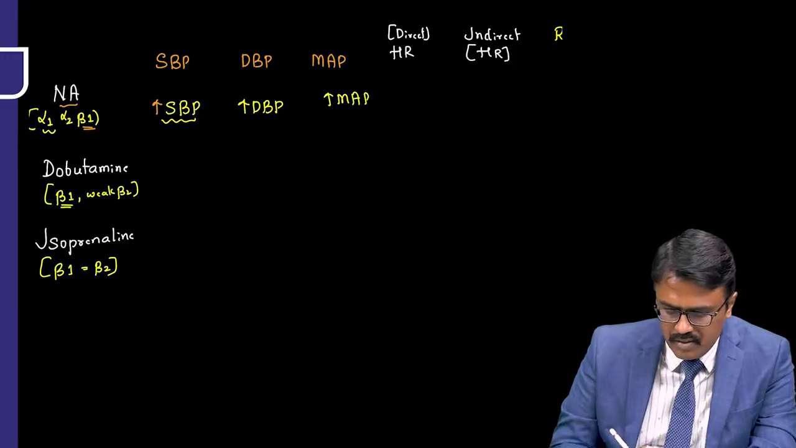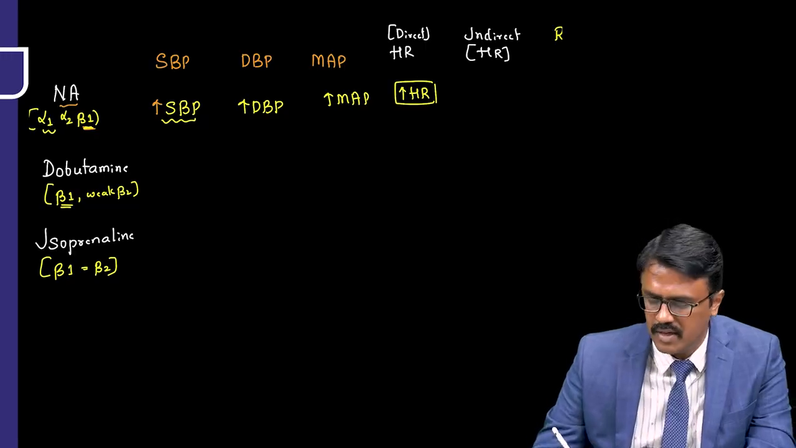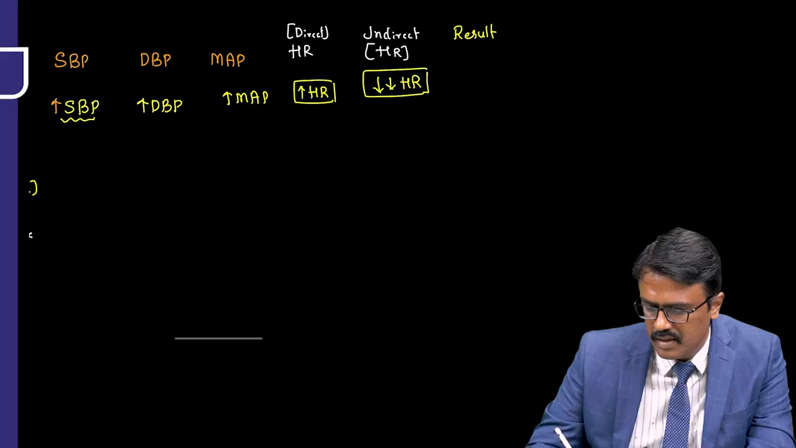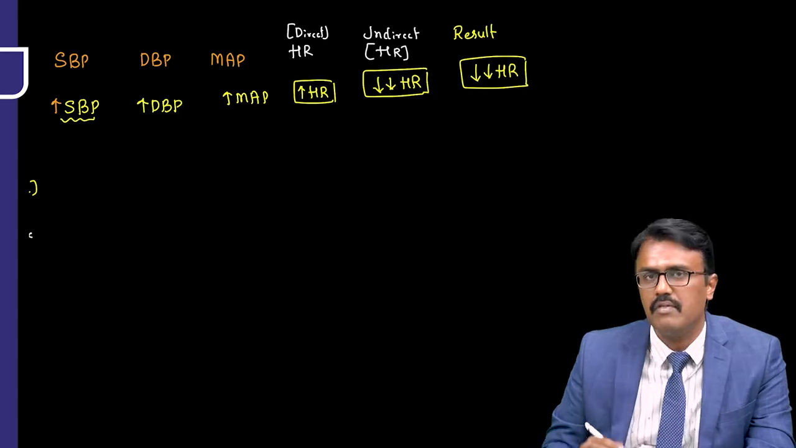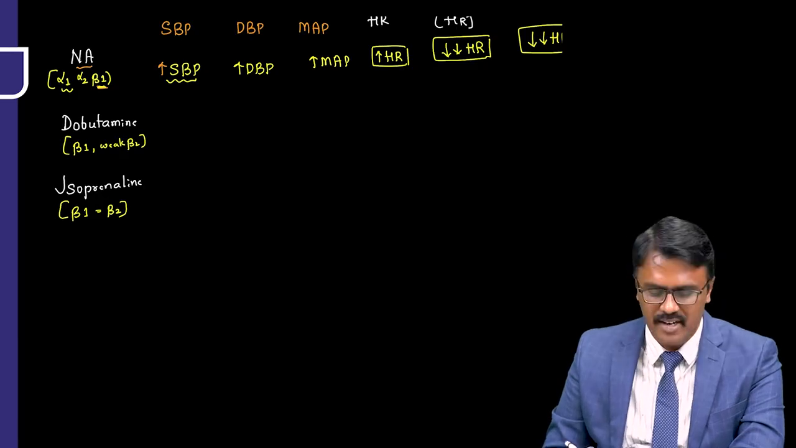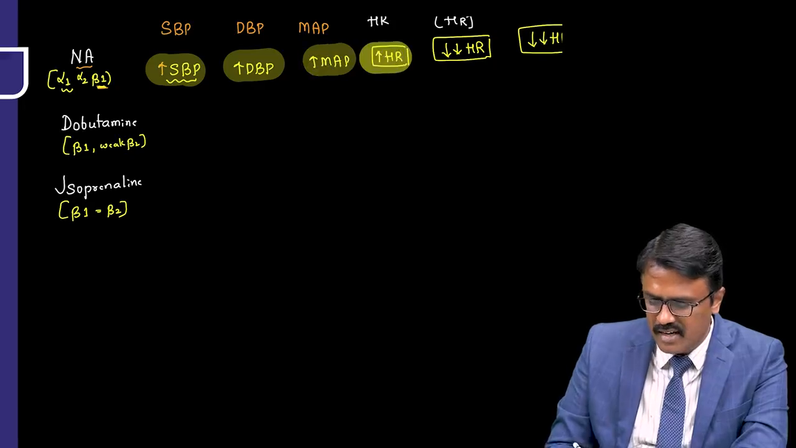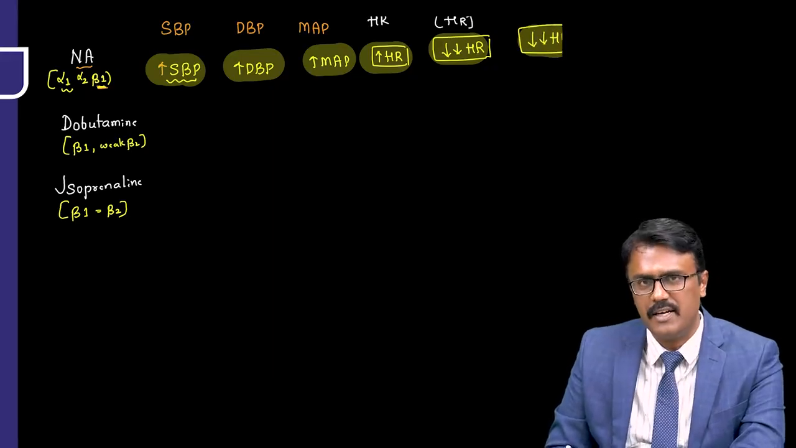What is the direct effect? When you act on beta 1, the direct effect is increase in heart rate. But what is the reflex mechanism? The reflex mechanism is the heart rate decreases. There is bradycardia. So the net result will be decrease in heart rate. So that is the net result we have obtained from this. Once we know noradrenaline, we know that it increases all pressures. So it can increase the heart rate, reflex bradycardia can occur. So the ultimate result is reflex bradycardia.